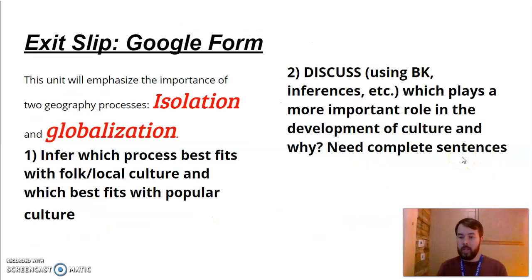So what we're going to do today is we're going to make some inferences and do some critical thinking. Okay, this unit's going to emphasize a lot of the importance of two processes, isolation and globalization. So some people are going to want to keep their culture isolated so that it doesn't change. Some people are going to want to globalize their culture where it spreads across the world. So what does that look like? What are the consequences of that? We're going to talk about this unit.